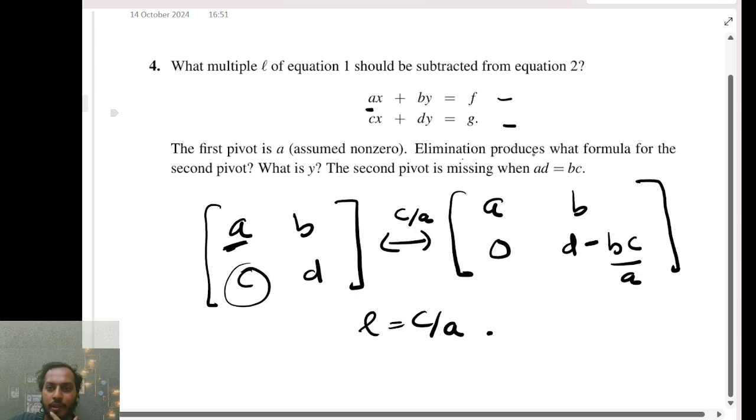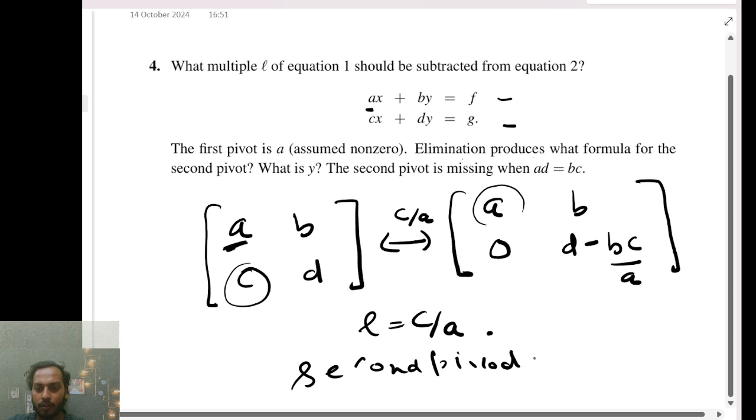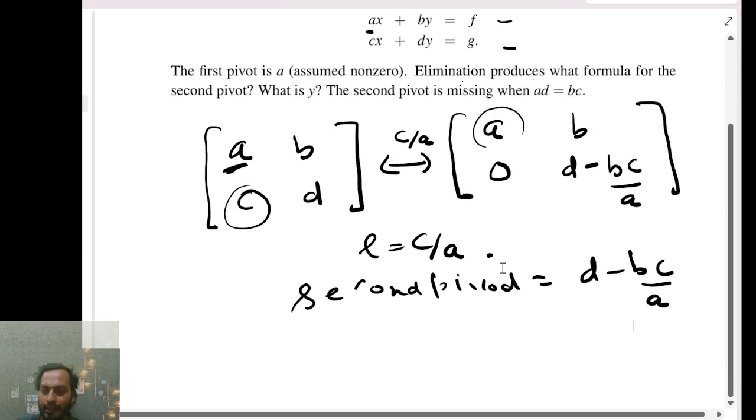Now they are asking what formula elimination produces for the second pivot. My first pivot is A, and what is my second pivot? My second pivot is D minus BC over A, right? If you want to take the LCM, or simplify the fractions, I can say AD minus BC over A. That is my second pivot, right?